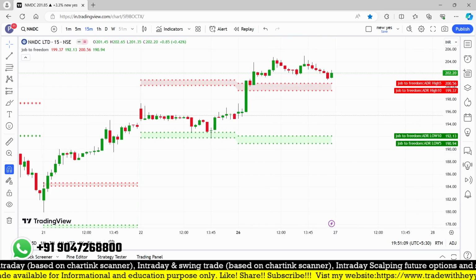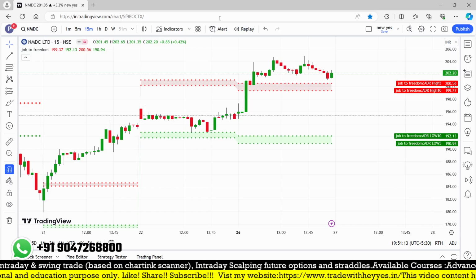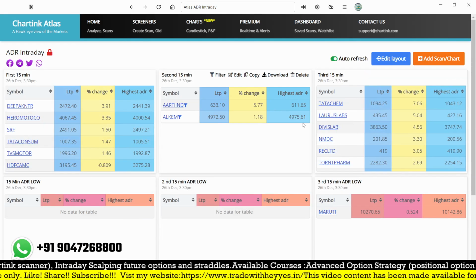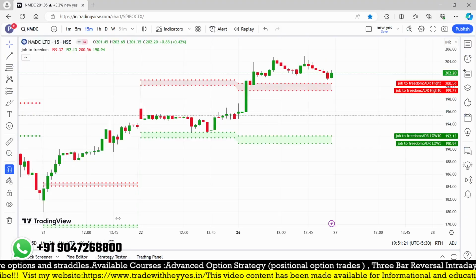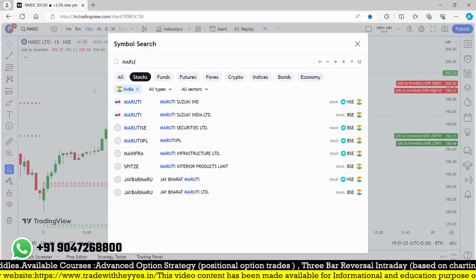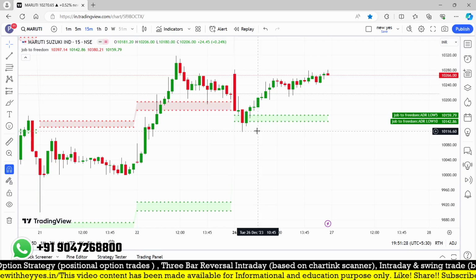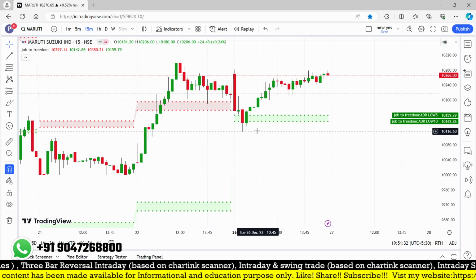So based on this, we can simply find such opportunities for our intraday. And on the downside, we don't get any in the first 15 minutes or second 15 minutes, but in the third 15 minutes we got it. One more stock is Maruti, and it is a downside. So we need to look for a breakdown below the level. Here it has not given you the breakdown, so there is no opportunity on this.